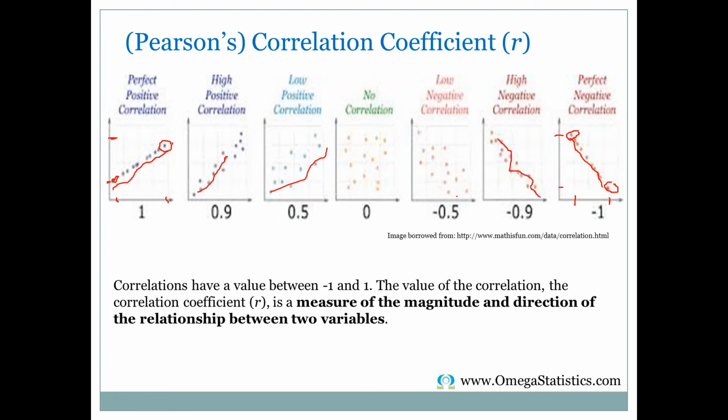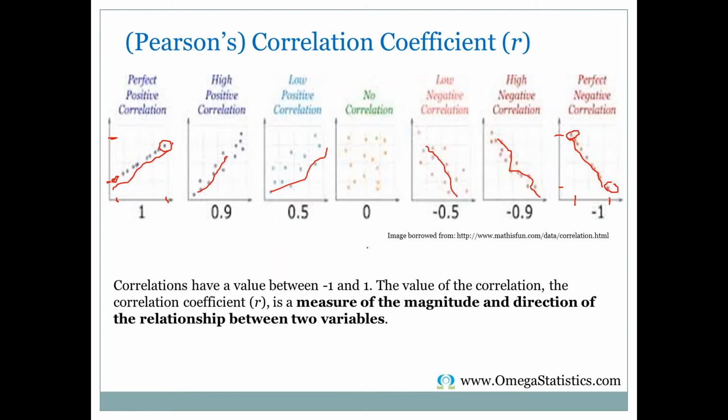But as you get smaller and closer to 0, you can't tell anything about one variable by knowing the information on the other, and it's all scattered. You can't draw a line through it. So 0 really means no correlation.